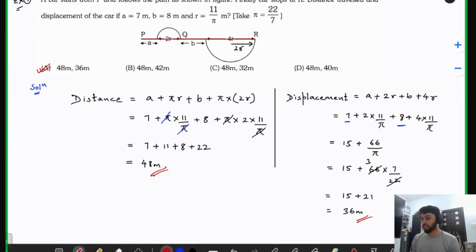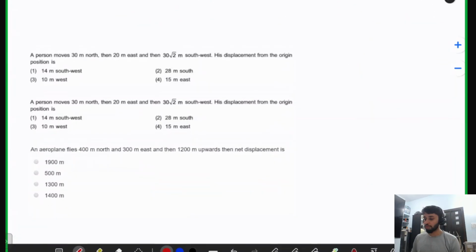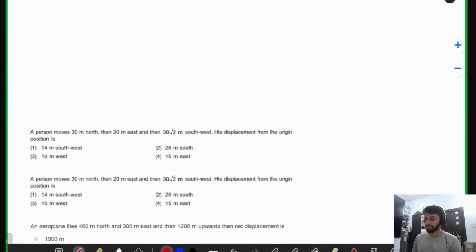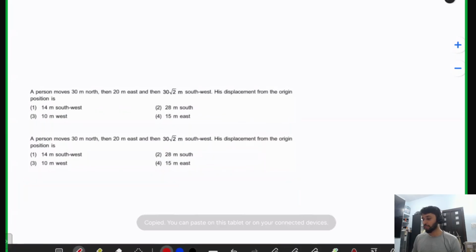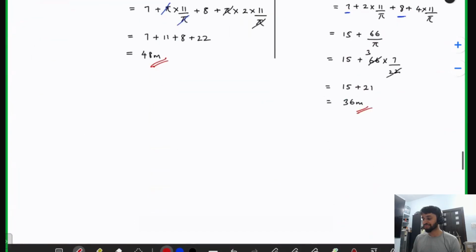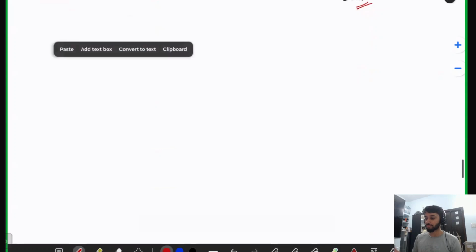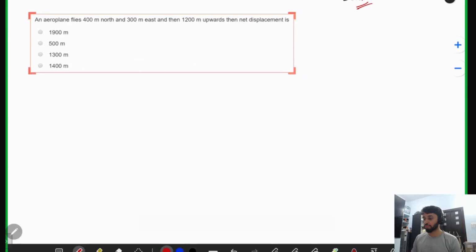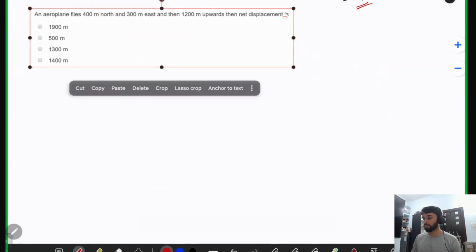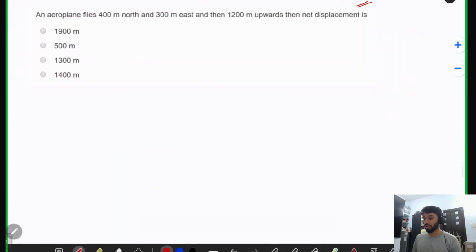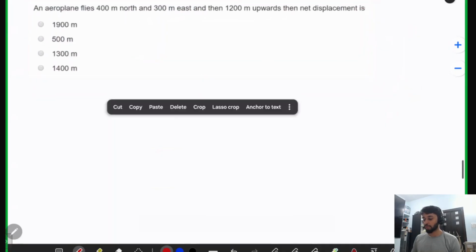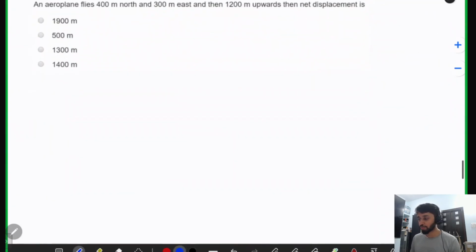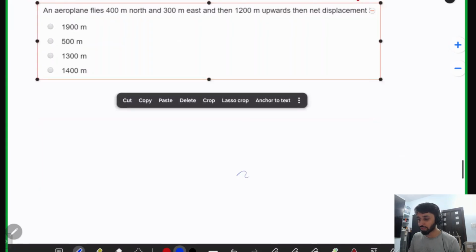Fine. So I hope this is clear. It was a simple question only. We'll go for the next one now. Right. So let us see this. Before that, let us see this one. Right. So this will be our which example? Fifth one. So this is example 5.